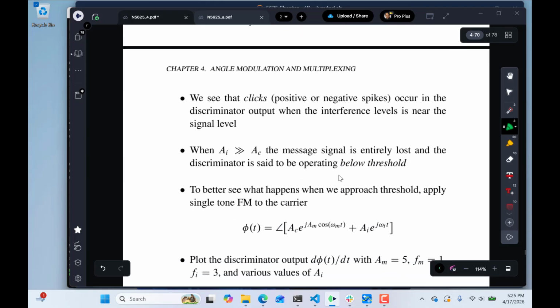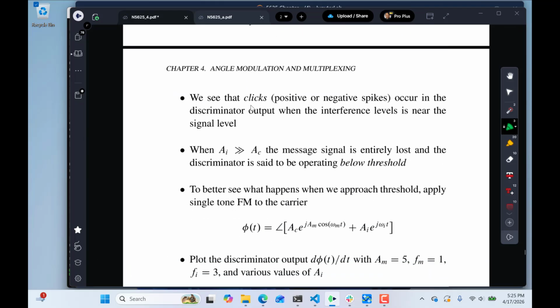So what we see is these things are referred to as clicks. The discriminator output, when we're trying to recover it with a strong interferer or near equal amplitude interferer, introduces clicks, and in general the signal gets lost. We're said to be operating below threshold. We may notice this when you're listening to an FM station and you have interference nearby and you can't receive anything. You'll hear a clicking sound, or you'll just hear some buzzing or something in the background.